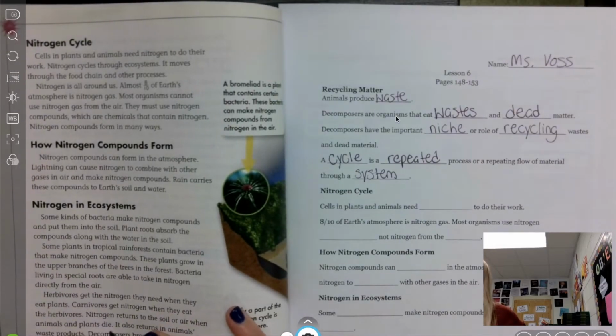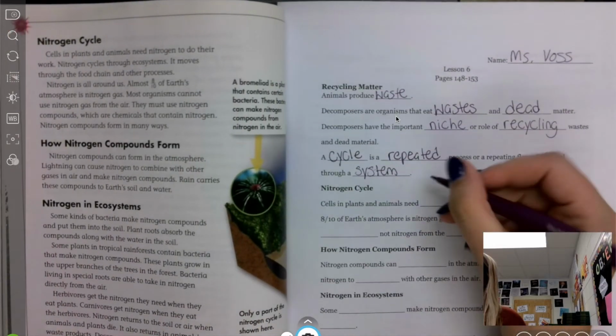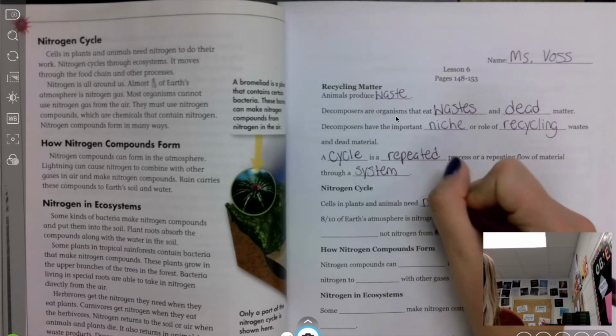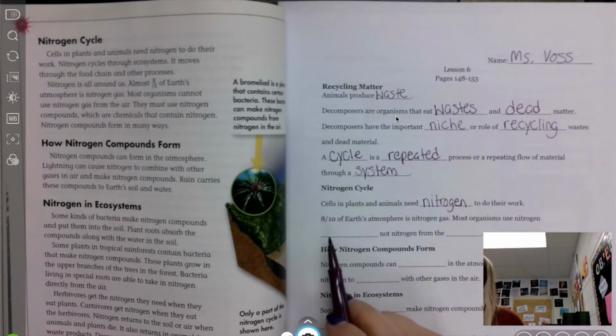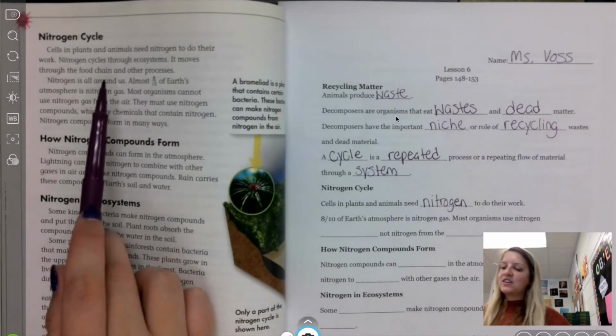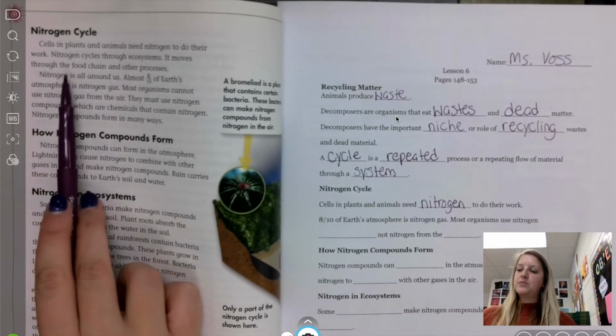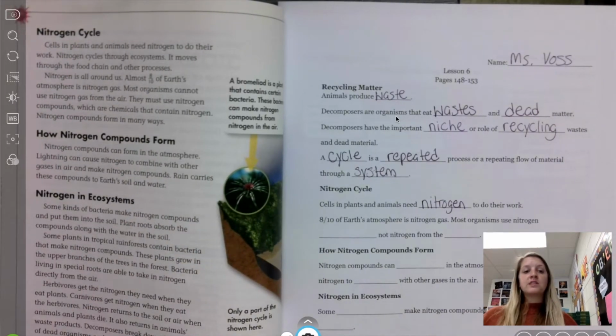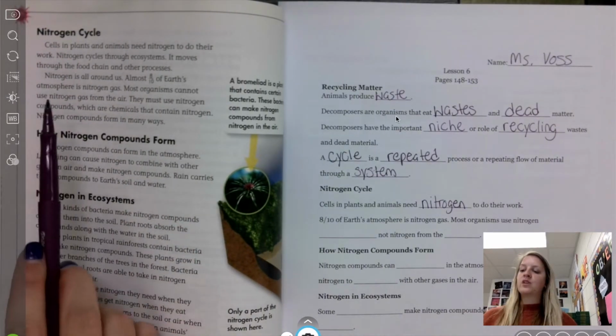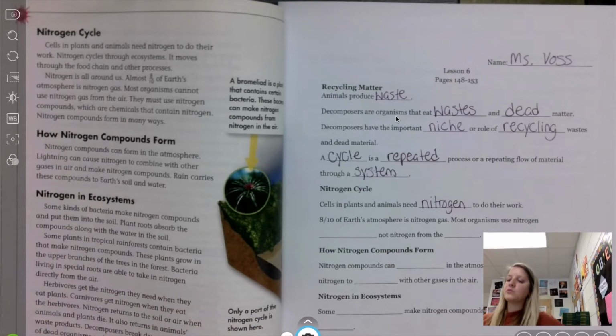Cells in plants and animals need nitrogen to do their work. Nitrogen cycles through the ecosystems. It moves through the food chain and other processes. So it's one of those things that can get recycled. Nitrogen is all around us. Almost 8/10, or 80%, of Earth's atmosphere is nitrogen gas.